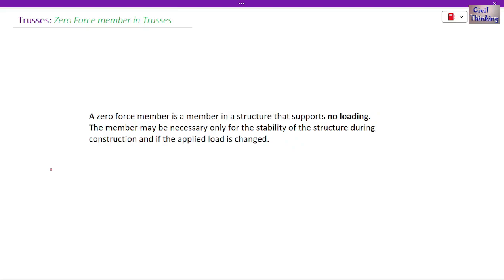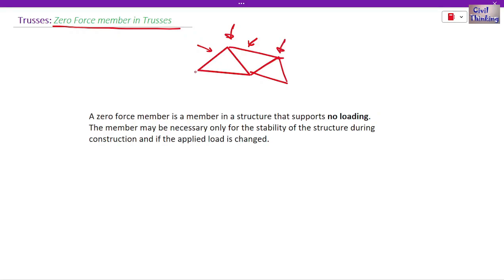Now coming to today's class, today is zero force members in trusses. Now you know trusses have members, right? Trusses have members like this. These are the members, right? This is a member, this is a member. Now when you apply a load, they carry the loads. When you apply load on the joints, these loads are carried by these members or bars.